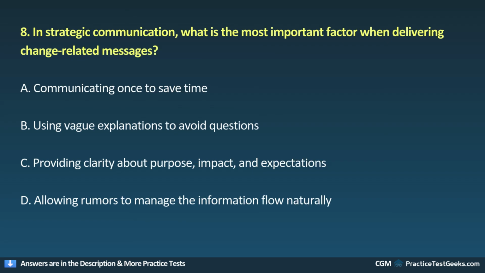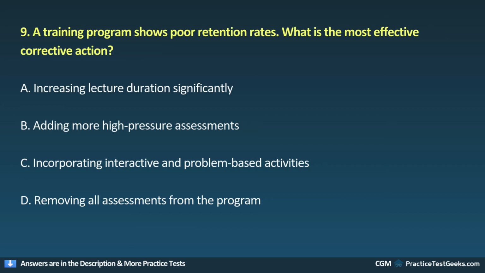8. In strategic communication, what is the most important factor when delivering change-related messages? A. Communicating once to save time. B. Using vague explanations to avoid questions. C. Providing clarity about purpose, impact, and expectations. D. Allowing rumors to manage the information flow naturally.